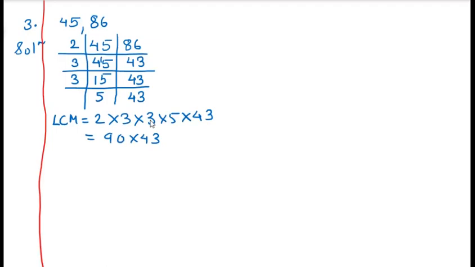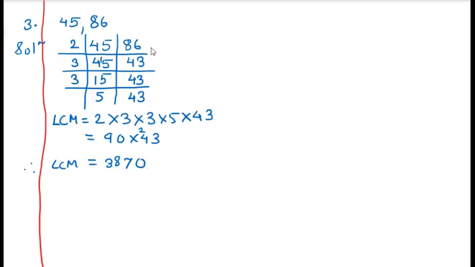Now just do the multiplication. 9 3s are 27, 2 we will write here. 9 4s are 36 plus 2 is 38, and 0. So our multiplication has given us the answer 3870. Therefore the LCM of these two numbers is equal to 3870. Did you all understand how to find the LCM of the two given numbers?